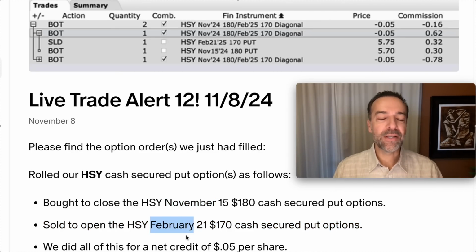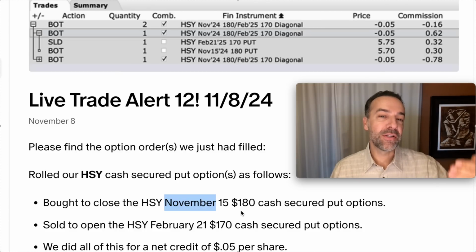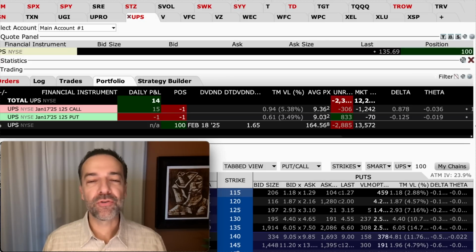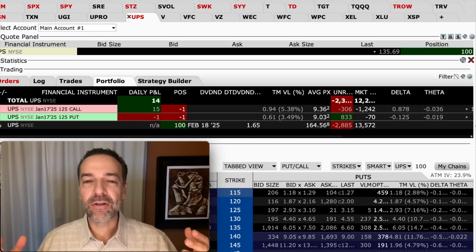I'm going to get into more details about this exact roll in just a minute, but I wanted you to understand what it meant to roll a put option. So you're buying one back that expires in the near term, and you're selling one that expires farther out in time. If you've been around option trading for any amount of time, you've probably heard this term called the Greeks.